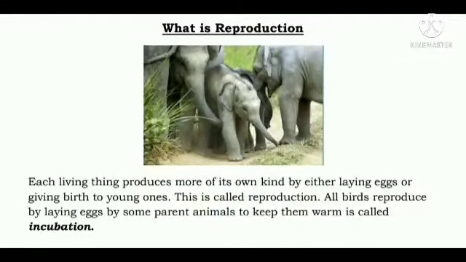Let's learn about it in a little detail. Now you must be wondering, what is reproduction? So students, each living thing produces more of its own kind by either laying eggs or giving birth to young ones. This is called reproduction. All birds reproduce by laying eggs. Sitting on the eggs by parent animals to keep them warm is called incubation.